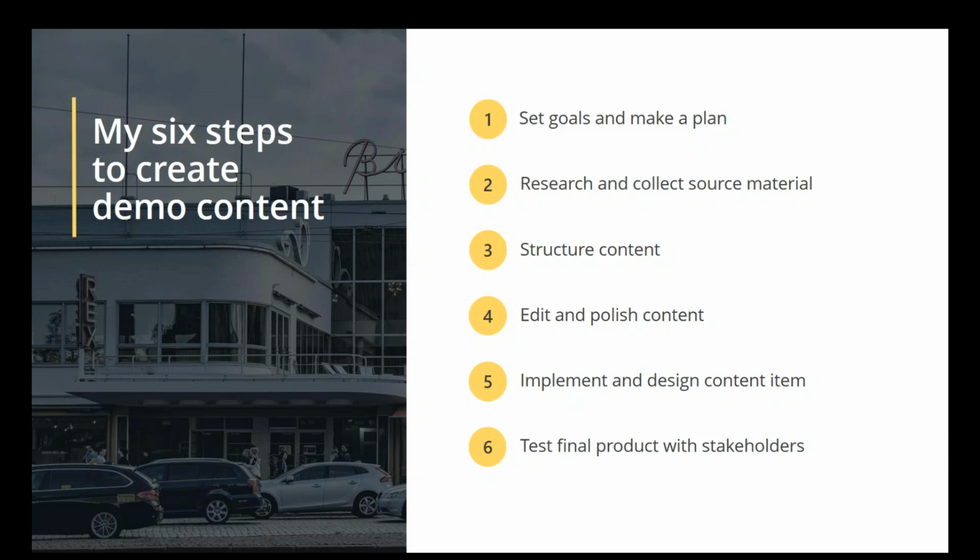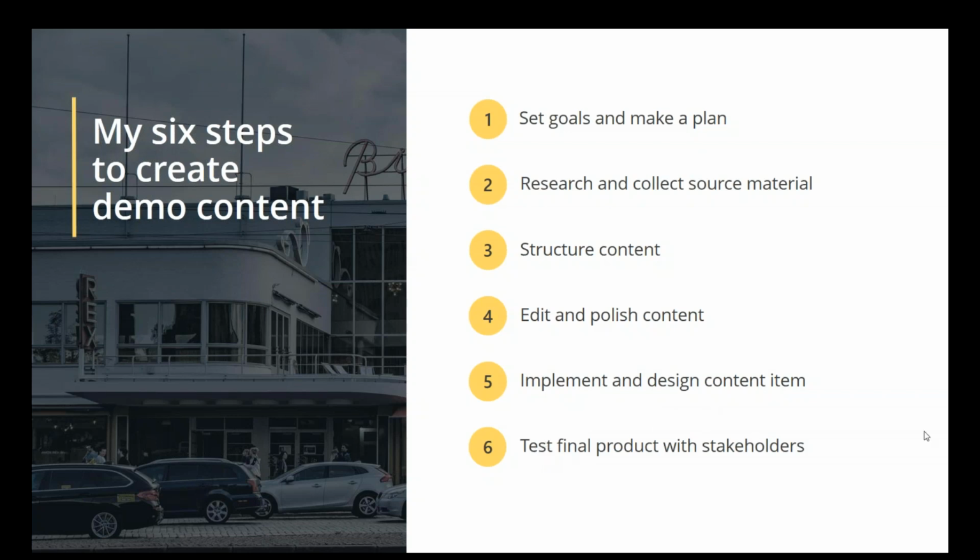Having created all those demos, I have worked out a 6-step process that helps me quickly create any type of content. So let's take a quick look at my 6 steps. The first step is setting goals and making a plan. Then I do research and collect source material. Then I structure content, edit and polish it. Then I implement and design content items. And then finally, I can test the final product with stakeholders.